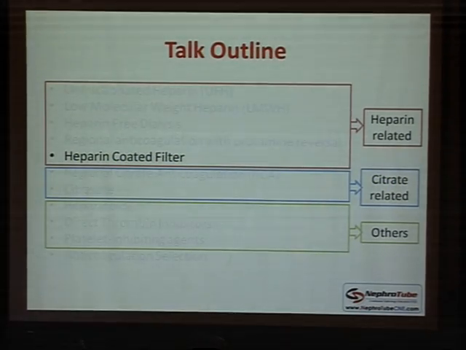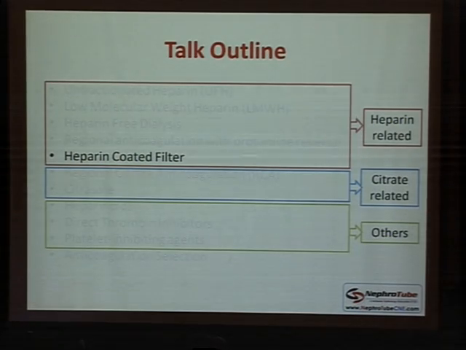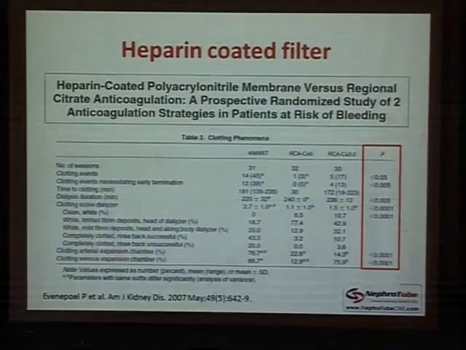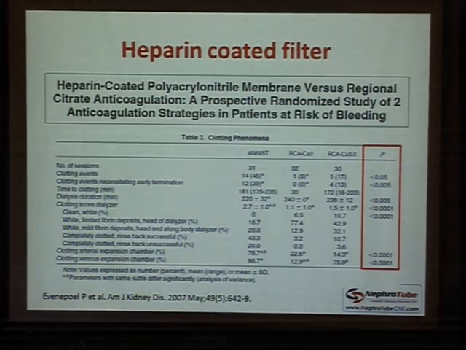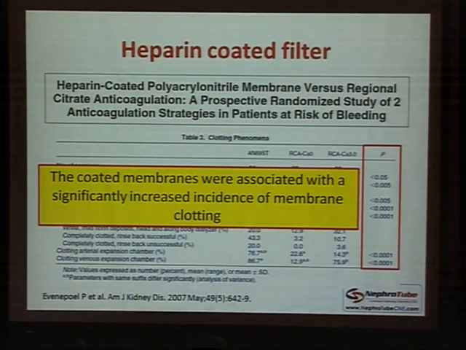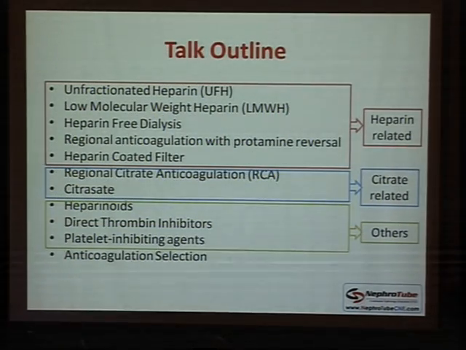One of the methods of heparin-related anticoagulation is the heparin-coated filter. Actually, this is under studies and experiments. Many studies used heparin-coated filters without systemic anticoagulation, and the results are not good. The coated membranes were associated with a significantly increased incidence of circuit clotting, and they are not recommended.